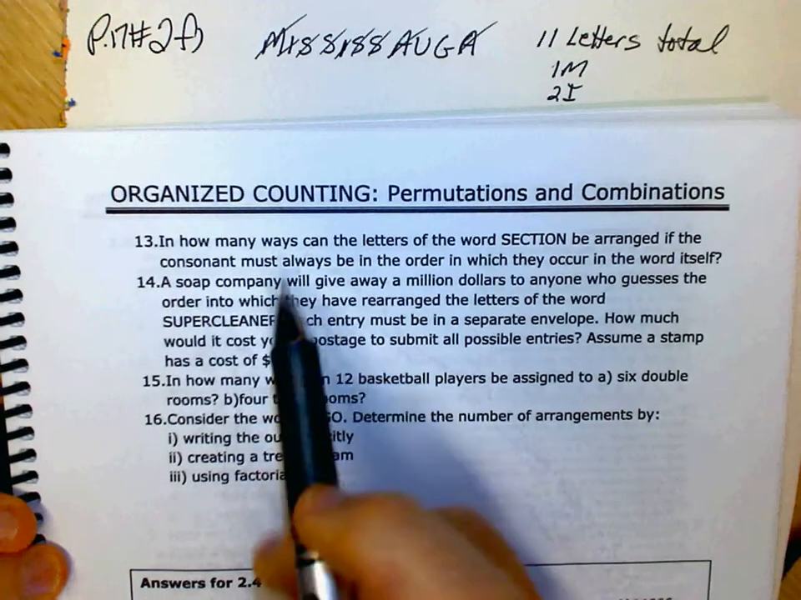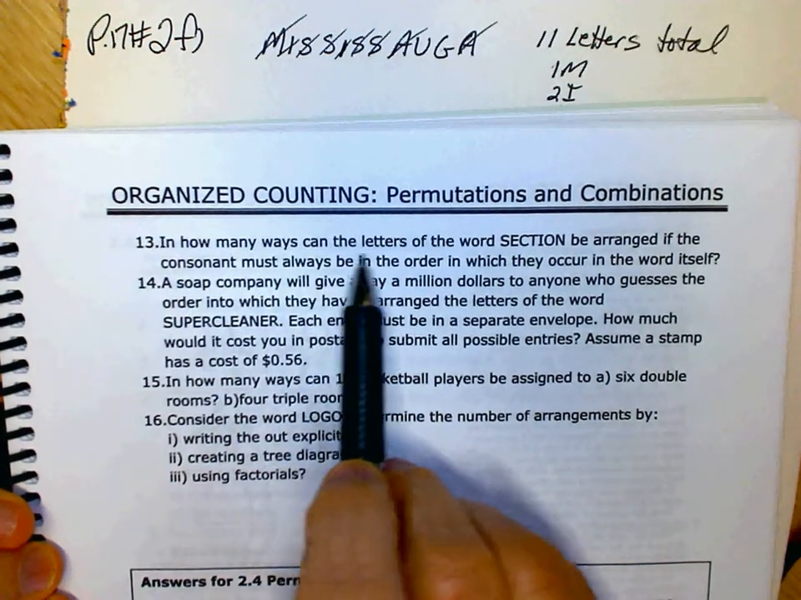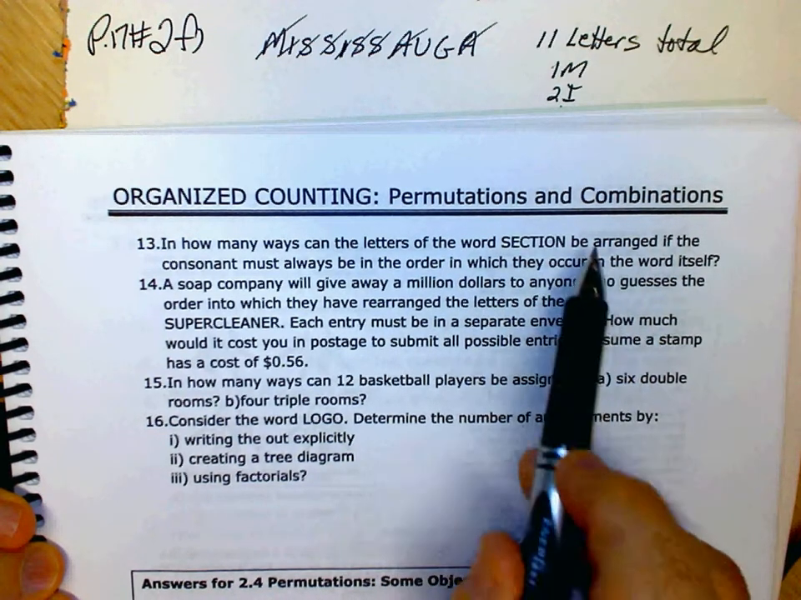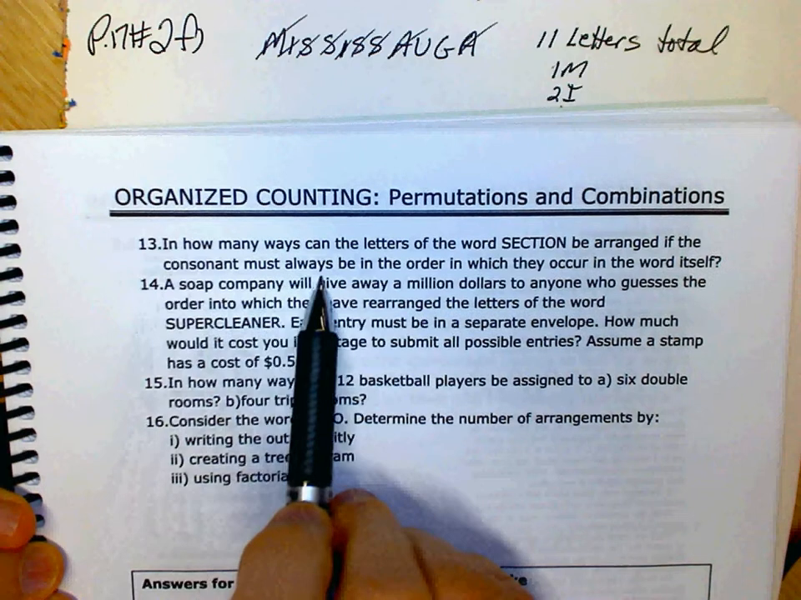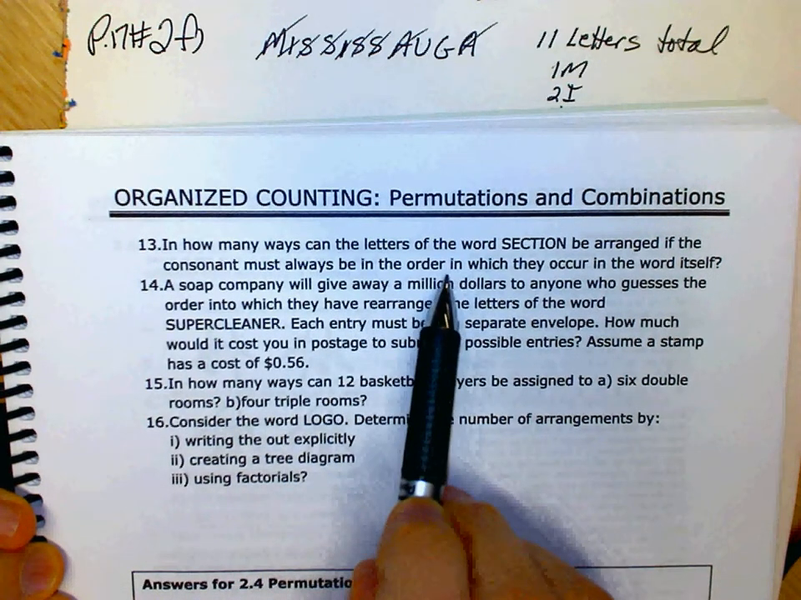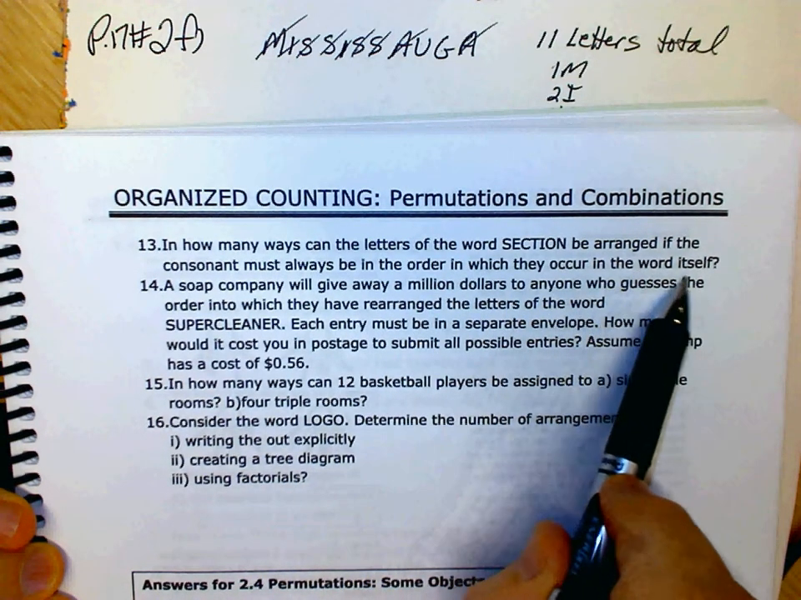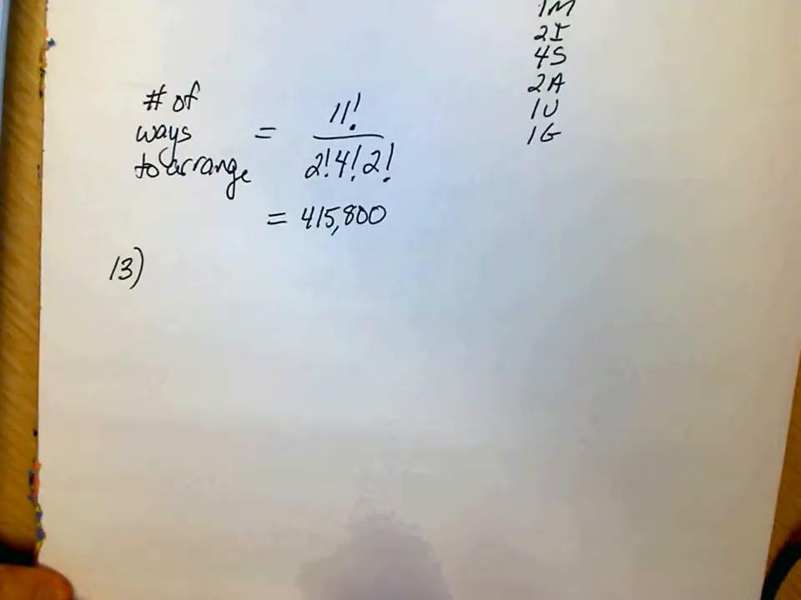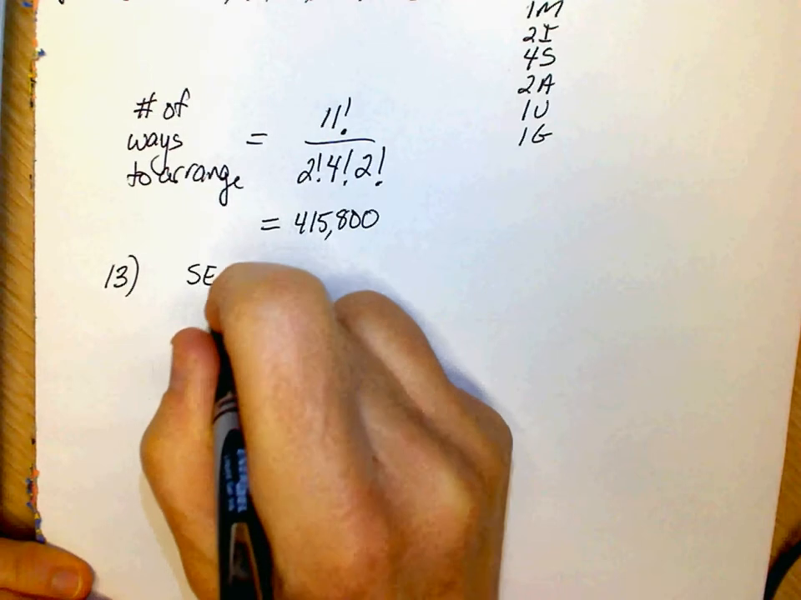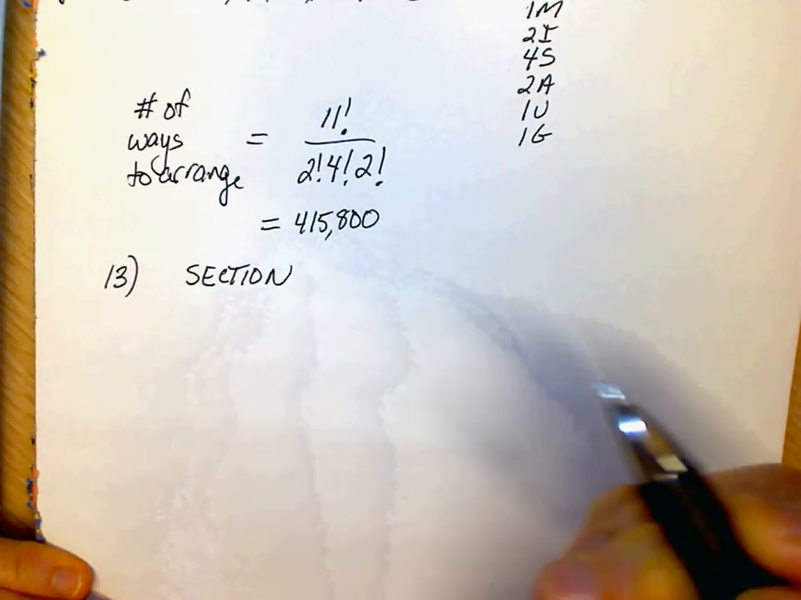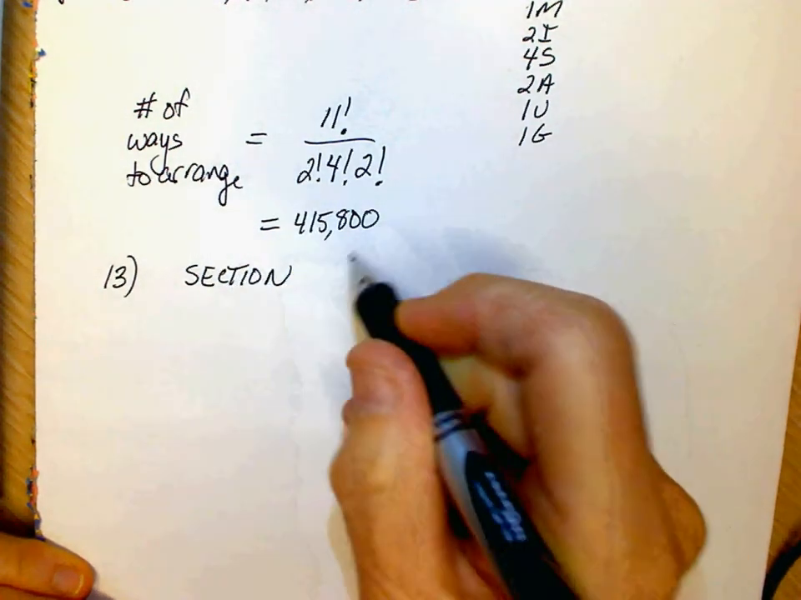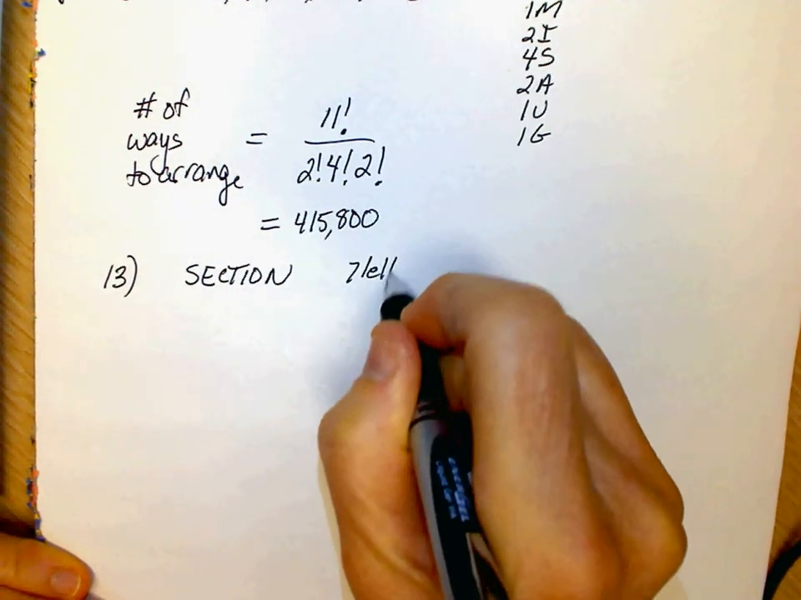Here's 13. In how many ways can the letters of the word section be arranged if the consonants must always be in the order in which they occur in the word itself? So, okay, so let's look at this. Section. 1, 2, 3, 4, 5, 6, 7. So we have 7 letters to worry about.